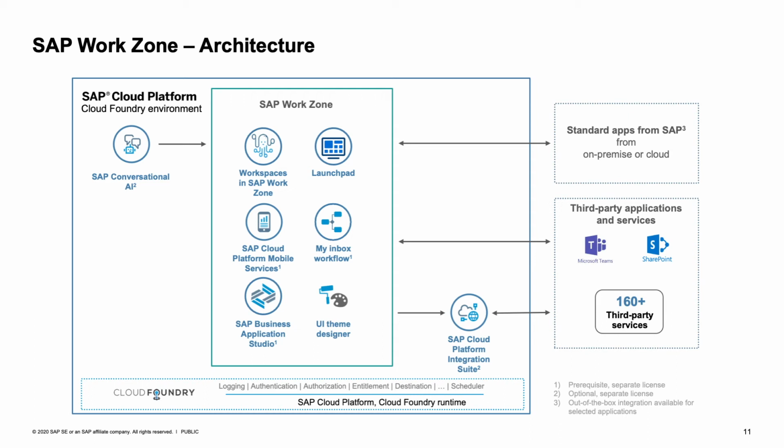Furthermore, there are out-of-the-box integrations available in conversational AI and with SAP Cloud Platform Integration Suite, formerly known as Open Connectors, there are more than 160 third-party services that can be integrated. But even without an integration suite, we natively integrate in standard apps from SAP, both on-premise and cloud, and we integrate in Microsoft Teams and Microsoft SharePoint. The solution is a cloud solution based on Cloud Platform, Cloud Foundry.